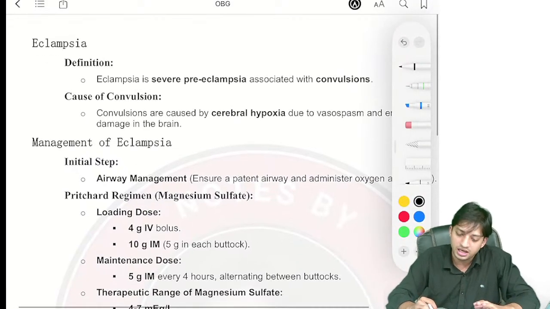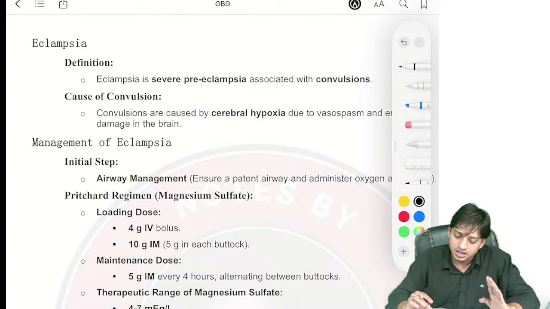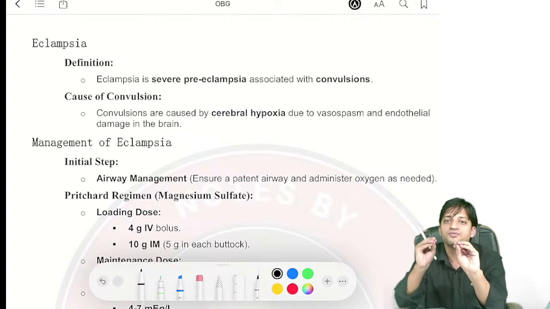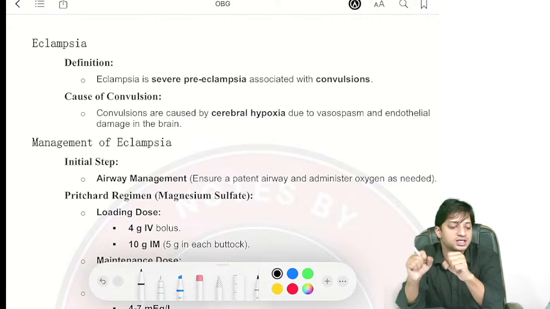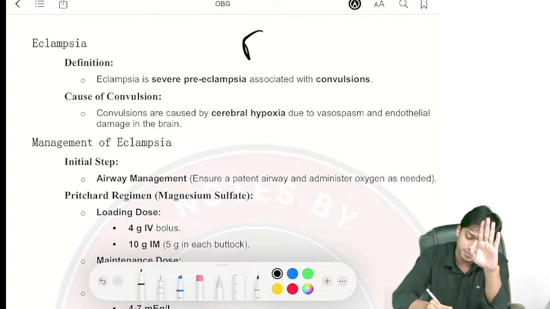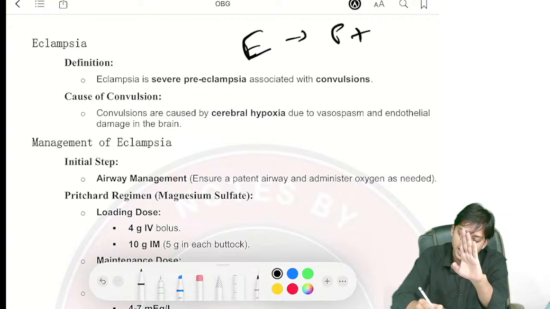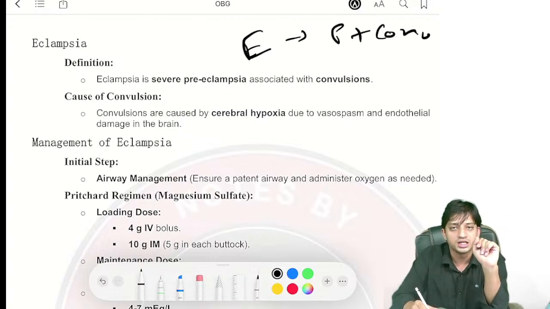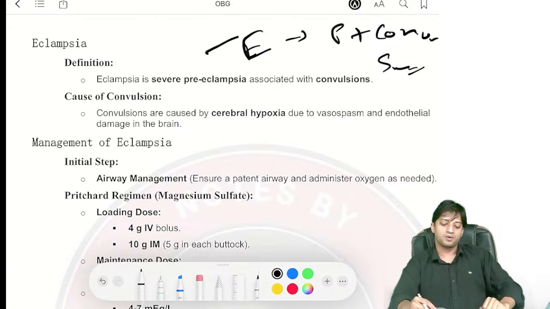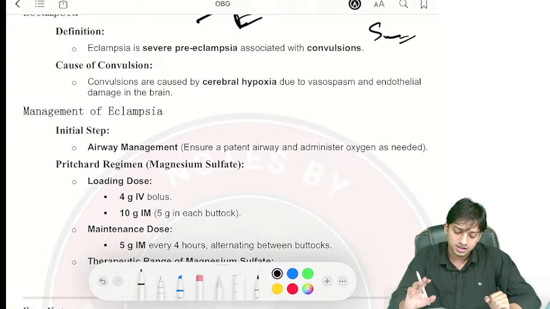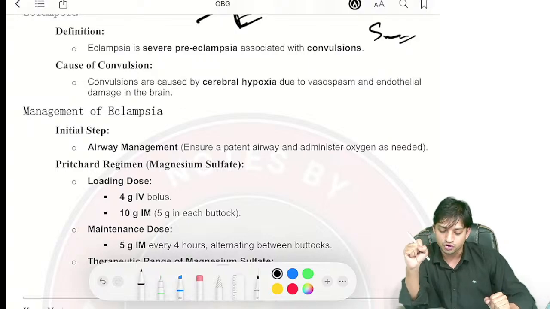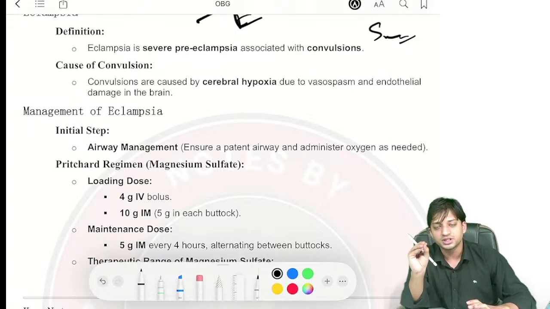Now, coming to eclampsia. In eclampsia, what is going to happen? Nothing, just the symptoms of preeclampsia; if they give you a history of convulsions and seizure, it gets the disease called eclampsia. Nothing else. That means eclampsia, how will you identify? Just preeclampsia accompanied with a history of convulsion or seizures is enough. Then you will call it eclampsia, right? Now, what is the cause of convulsion? Nothing. The cause of convulsion is the cerebral hypoxia that is caused due to vasospasm, right? And endothelial damage in the brain.